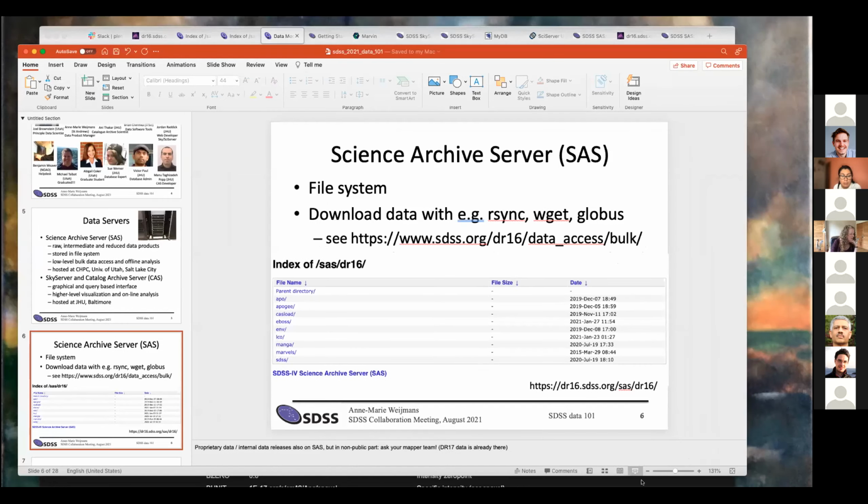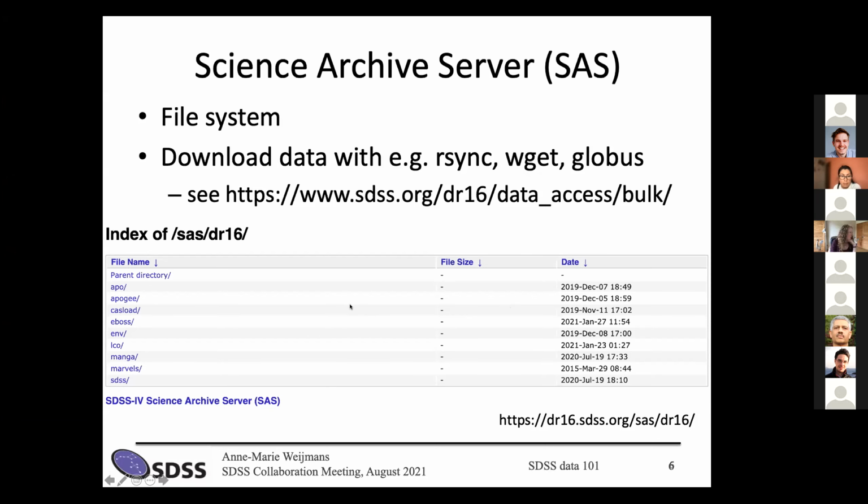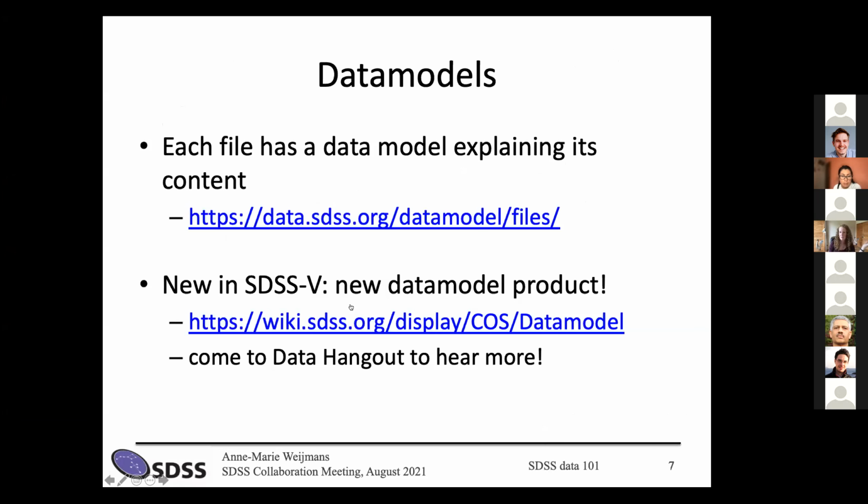And let me just go back to my presentation again, where you also have a link if you want to look this up in your own time at some point. Now, I will say, for those people amongst you who make SDSS data products, you will have encountered the data model process and how we make data models.